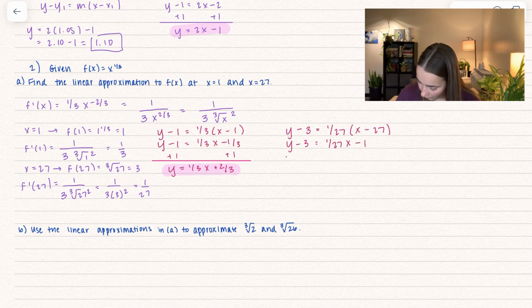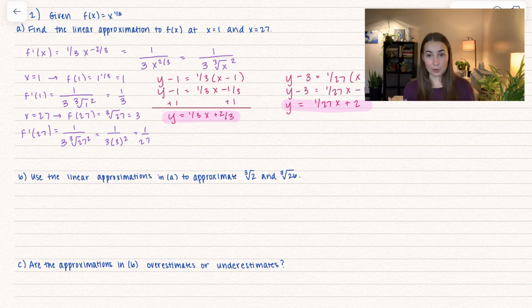And now I can go ahead and add over that 3. So when I add it over, negative 1 plus 3 is positive 2. And so now we have our second equation. I'm going to go ahead and highlight it again because we need to know it. So now that we found the equations for the linear approximation, we can actually approximate some values. So we're going to do that in part B.